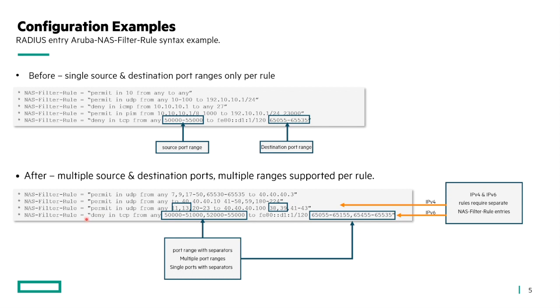And again for the IPv6, the same methodology applies. So here we've got a deny inbound TCP from any IPv6 address, and we've got two ranges as part of the source port range. We've got 50,000 to 51,000, 52,000 to 55,000, targeting an IPv6 address, and again we've got multiple ranges targeting the destination ports. And just note, a separate rule is required for IPv4 and a separate rule is required for IPv6.